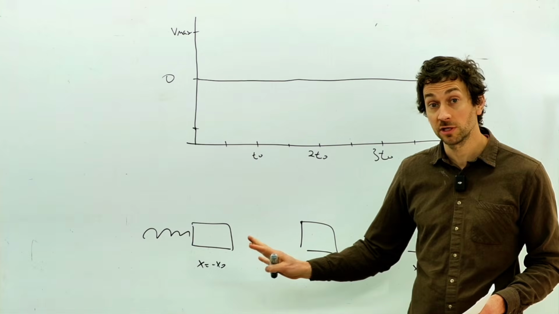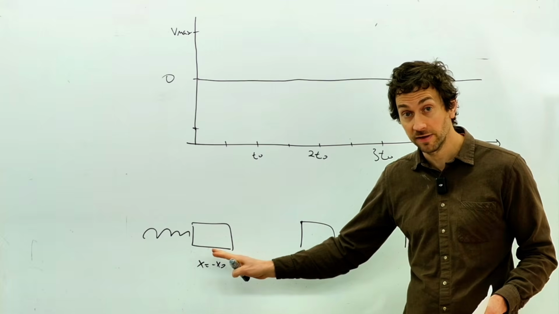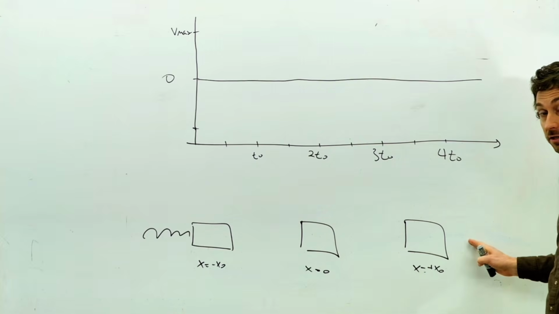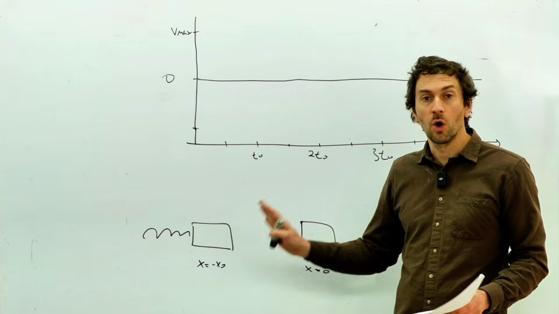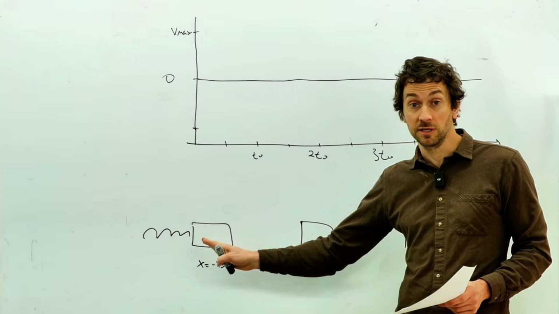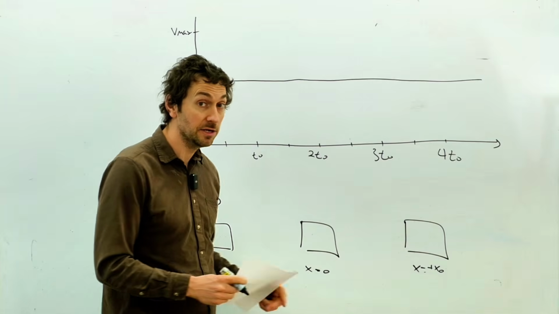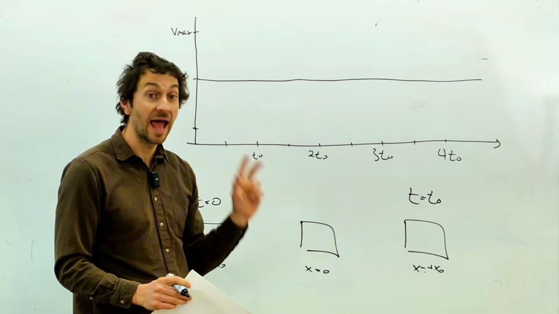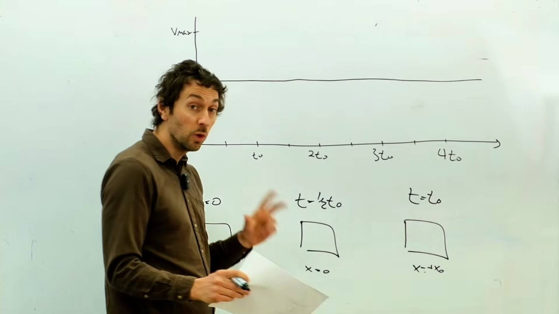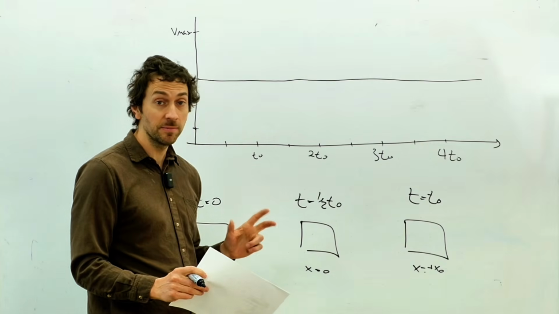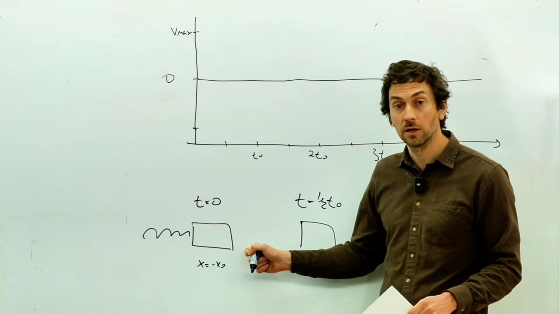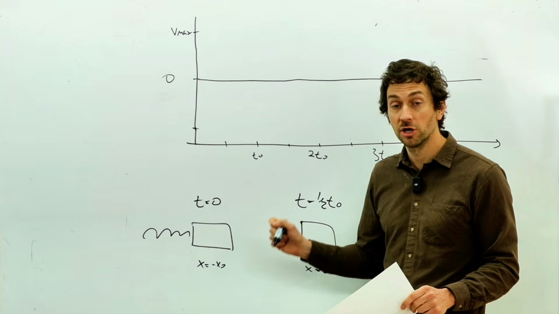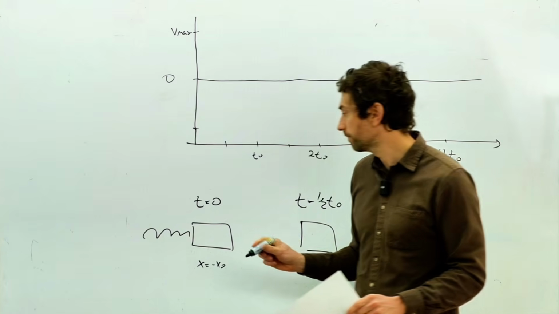So there's 3 positions for the block. X equals negative X naught, X equals 0, and X is positive X naught. So what's the times? This time is 0. This is time T naught. So this here is going to be, the first time it comes across, half T naught. So what's going on with the velocity? At the very beginning, here, the spring is only having spring energy and there's no kinetic energy. The velocity is going to be 0 there.